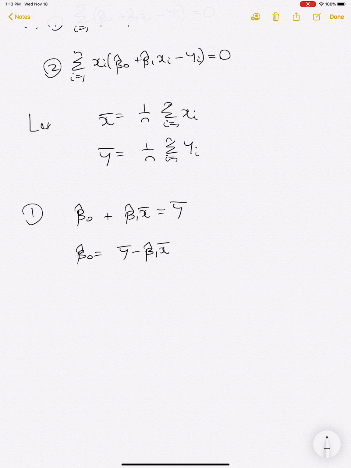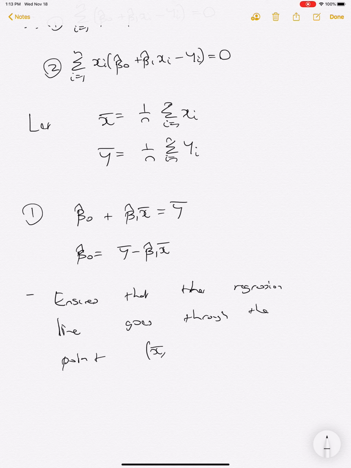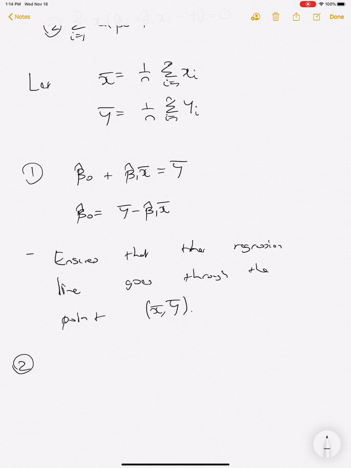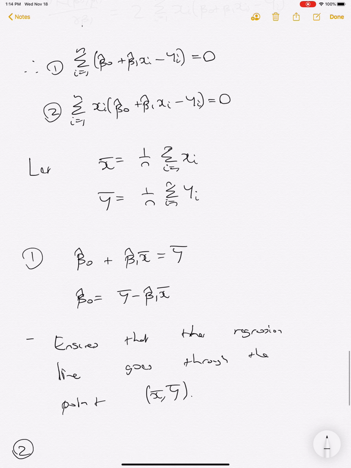And what this does intuitively is it ensures that the regression line goes through the point x bar, y bar. And you can check that if you plug this back in, this guarantees that the regression line always goes through the point x bar, y bar. And then the question is, what's the gradient? We get that by solving the second equation.